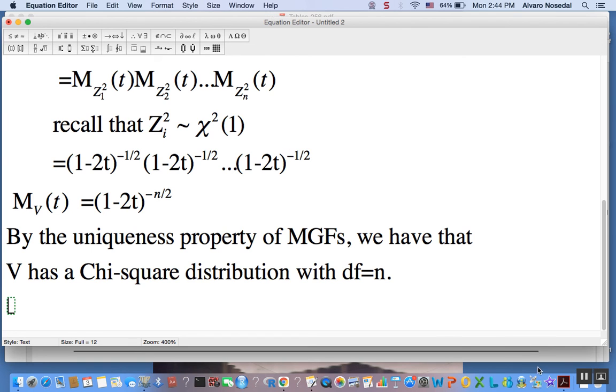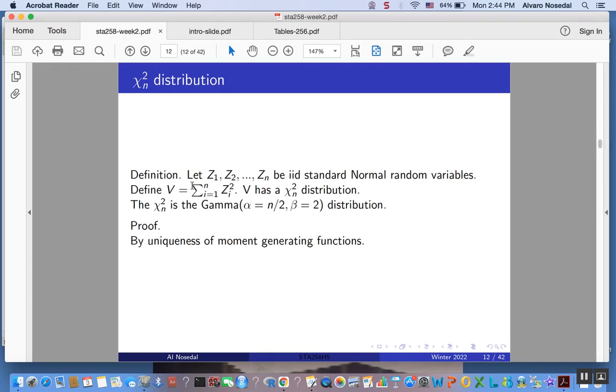So, let's summarize what we did here. Using the MGF approach, we showed that if you create that transformation, the sum of the squares of n independent standard normals, then the distribution of that transformation, we're calling it V, will be a chi-square with n degrees of freedom, or equivalently, the distribution of V is going to be a gamma with parameters alpha equals n divided by 2 and beta equals 2. Well, that's it for now.